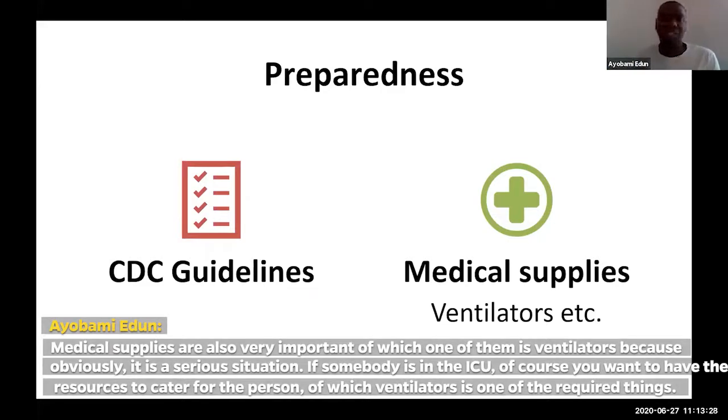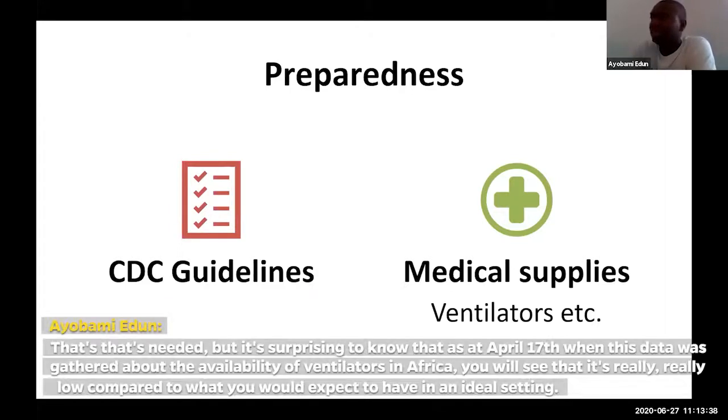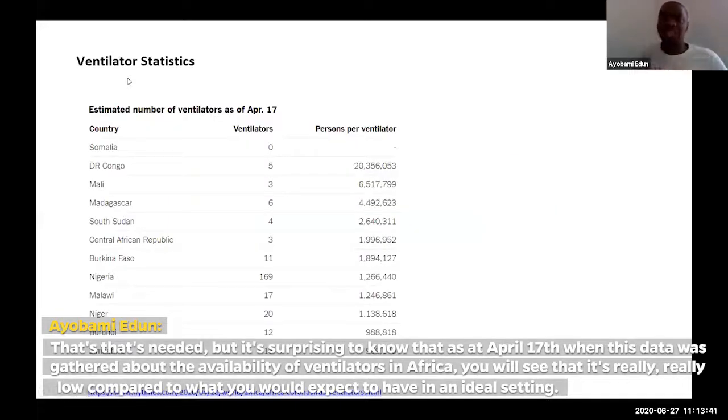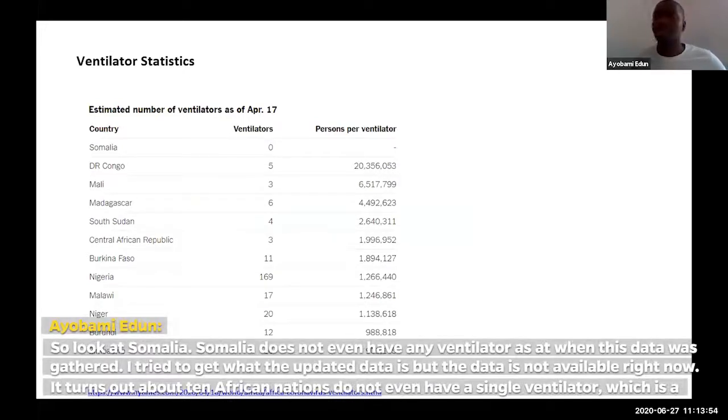of course, you want to have the resources to cater for the person, and ventilators are one of the required things that are needed. But it is surprising to know that as at April, when this data was gathered about the availability of ventilators in all of Africa, it's really, really low compared to what you'd expect to have in an ideal setting. For example, look at Somalia. Somalia does not even have any ventilators as at when this data was gathered. I tried to get the updated data, but it's not available right now.